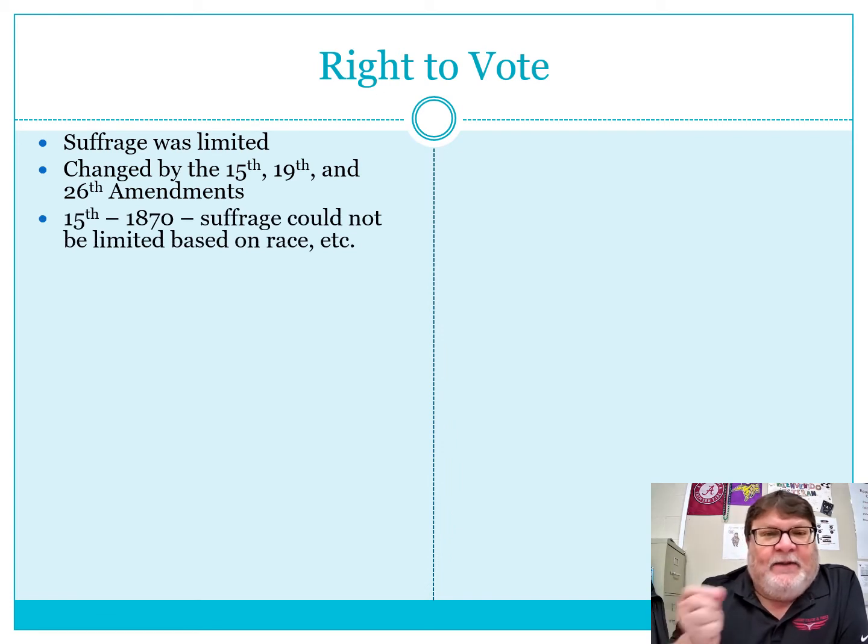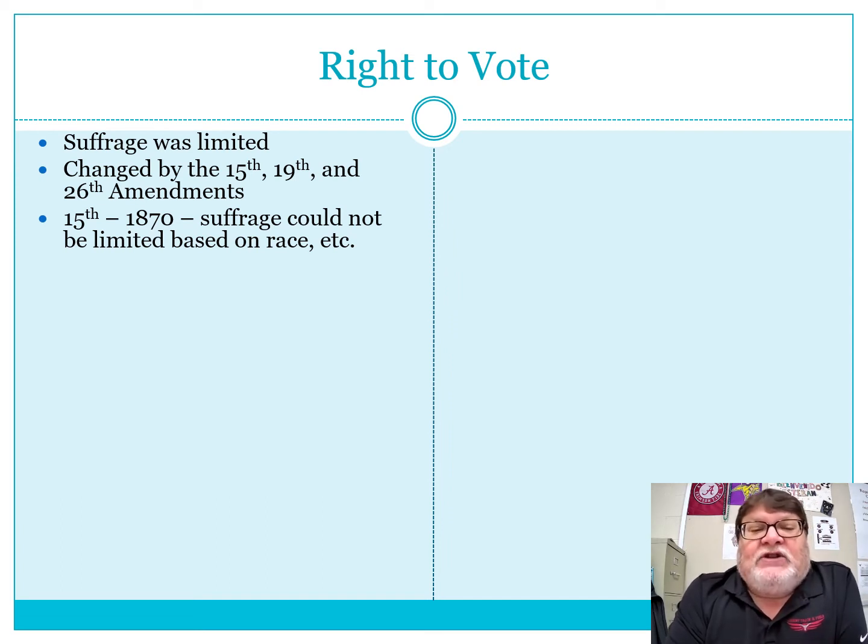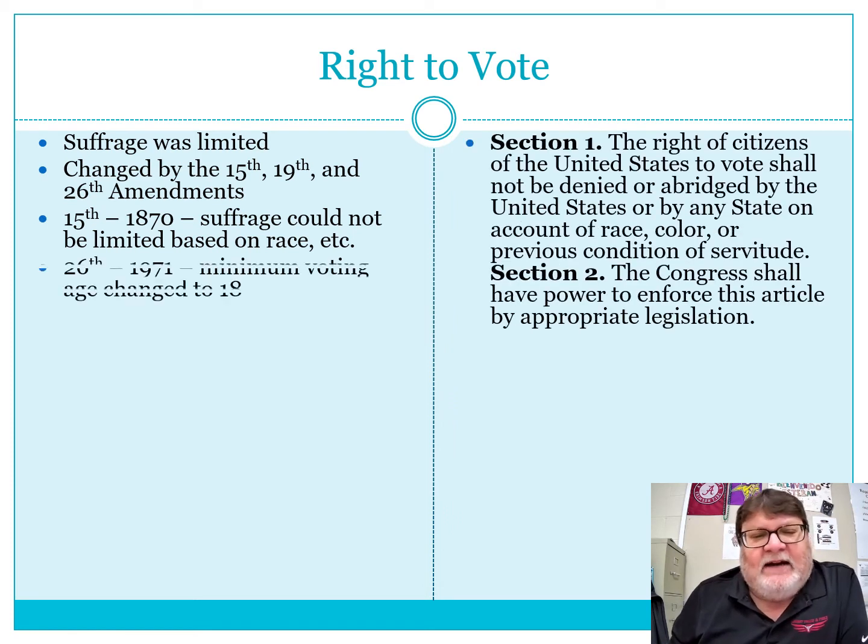But the 15th, we talked a little bit about this the other day. 1870, the last of the Civil War amendments, that's the one that said that you cannot discriminate for voting based on race. So in effect, this gave black men the right to vote in the country. And the text of it is over there on the right.